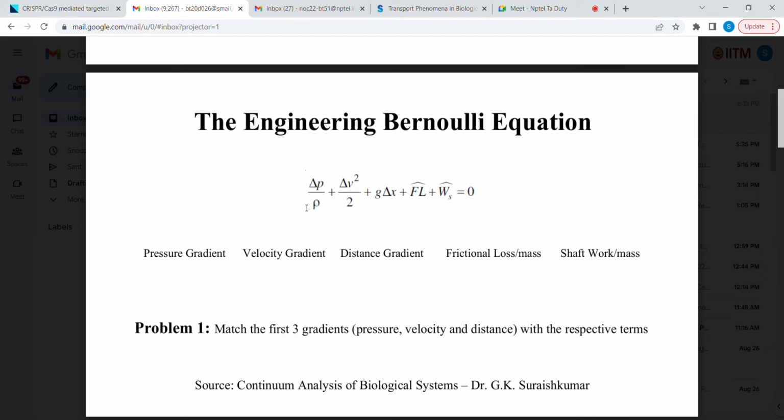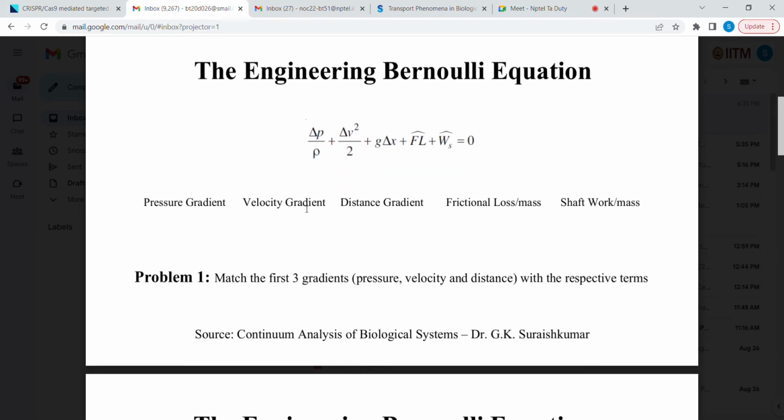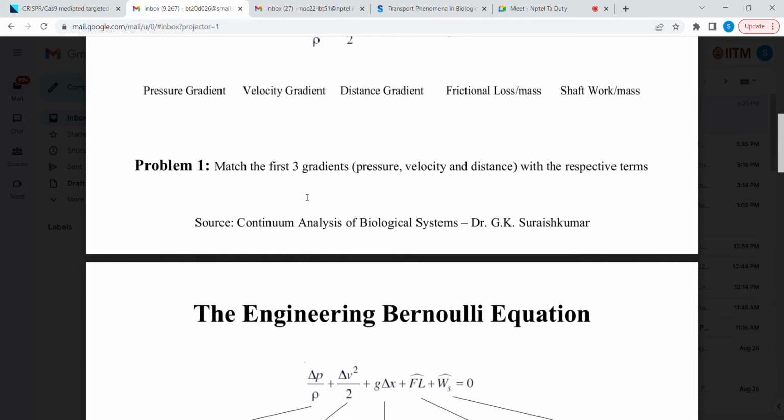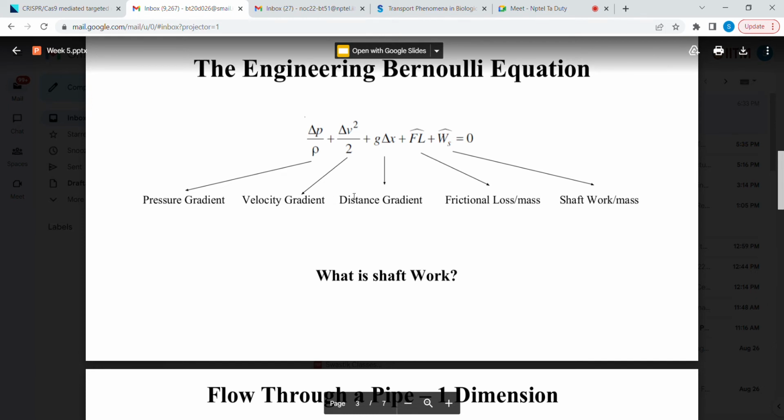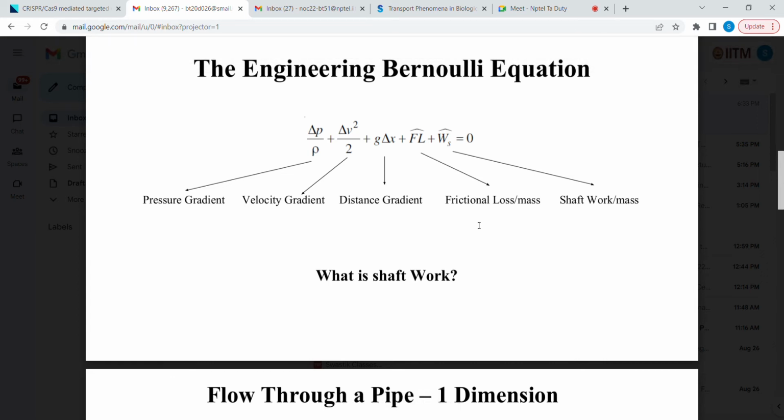I don't think I need to wait for this, because by now you should know at least this. So I'm going directly to the answer. So this is the pressure gradient, this is the velocity gradient, this is the distance gradient, and this is the frictional loss per unit mass, and this is the shaft work per unit mass. And what is shaft work? What do you understand by shaft work?